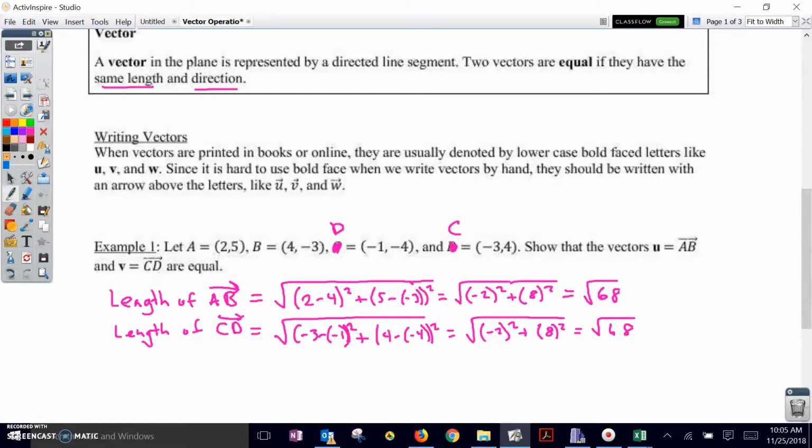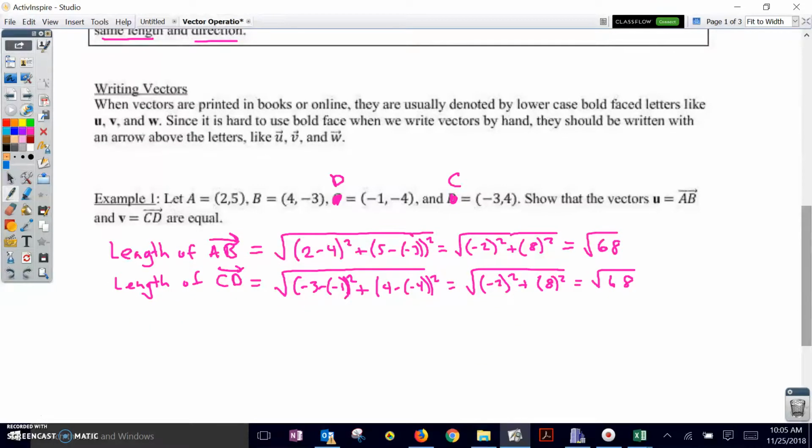It's not yet enough to show that they're equal vectors. The other thing we need is for them to be in the same direction. Now, how do we determine and describe the direction of a vector? We can determine and describe the direction of the vector as the slope moving from the initial point to the terminal point. And so I find the slope of vector AB, and that's going to be 5 minus negative 3 over 2 minus 4. It's going to be 8 over negative 2, or negative 4.